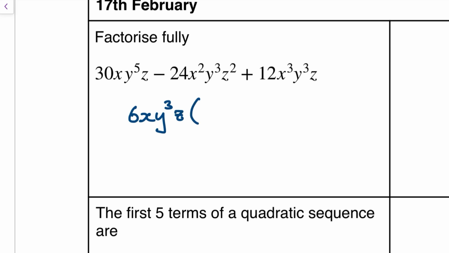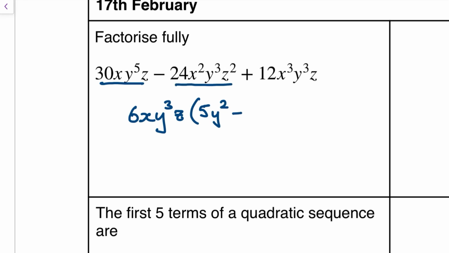And then let's see what we multiply by in order to get back to the thing I've started with. In other words, what do I multiply 6x y cubed z by to get 30x y to the 5z? Well, it's going to be 5y squared. And let's continue that for the next one.